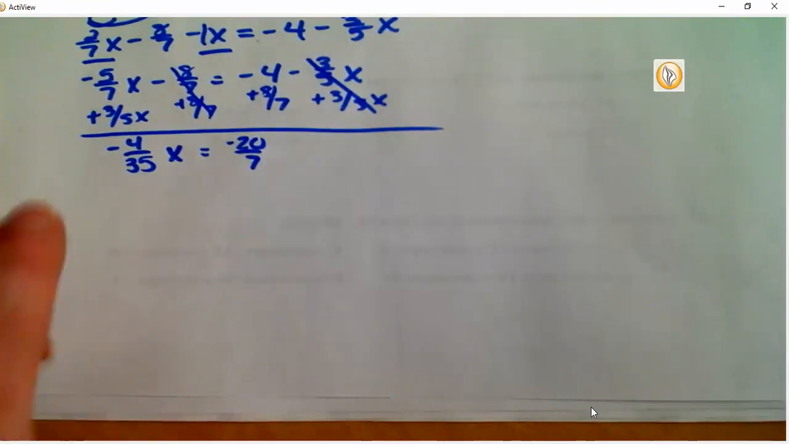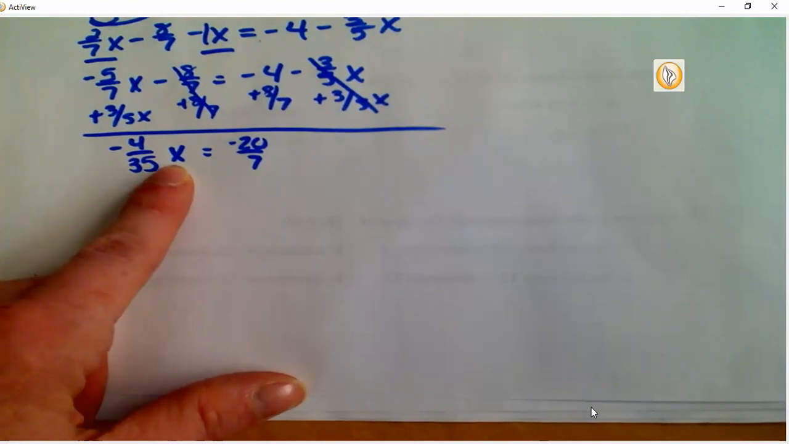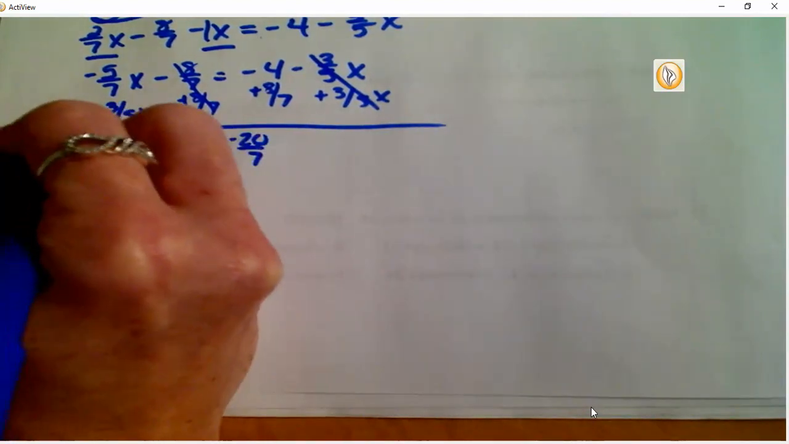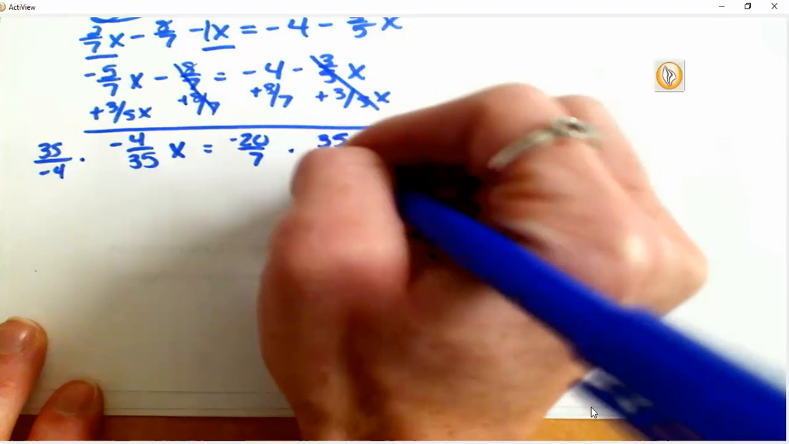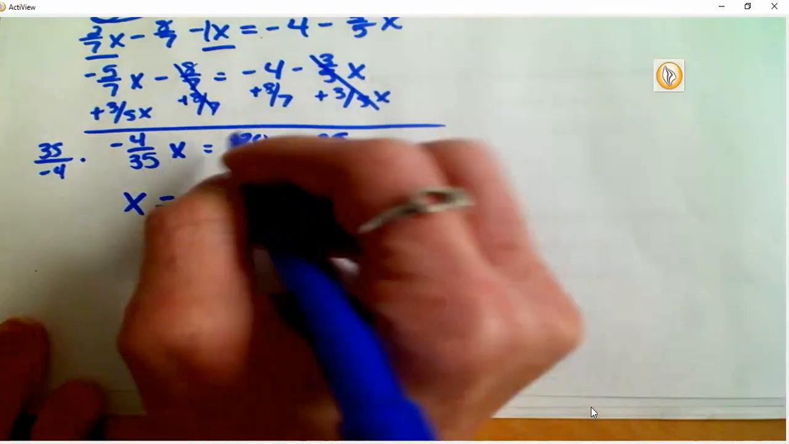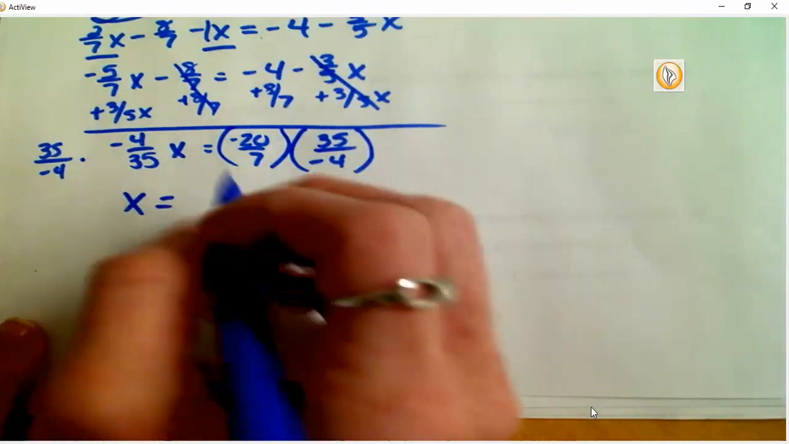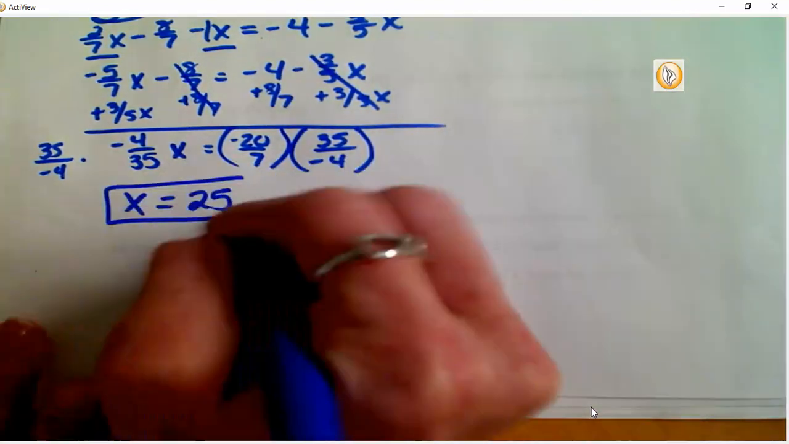Okay, at this point, to get x by itself, you have a couple options. You can divide by the 4 over 35. If you do that, make sure you put both of your fractions in parentheses when you put it in your calculator. The alternative, dividing by a fraction, is the same as multiplying by the reciprocal. So then we would get x equals, again, if you're using a calculator, put both of those in parentheses, and we should get positive 25.